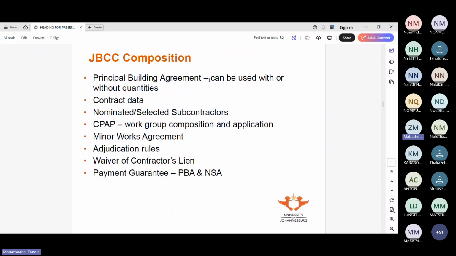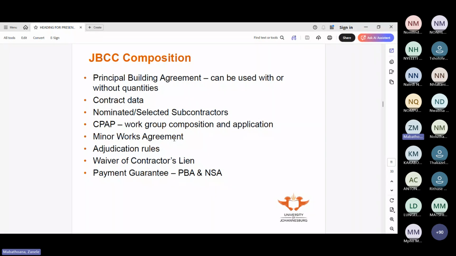So the principal building agreement is what we will be looking at. Remember I said there's the nominated selected contract, there's the minor works agreement, there's also, for small works, the small works agreement as well. We are going to focus on the principal building agreement. It is the backbone of the JBCC suite of contracts. And if you understand the clauses there, it should be easy for you to understand the other clauses. Okay, so I'm not going to look at the other ones. You can read through them. I do share the copies within the notes, but we're going to run through the principal building agreement.